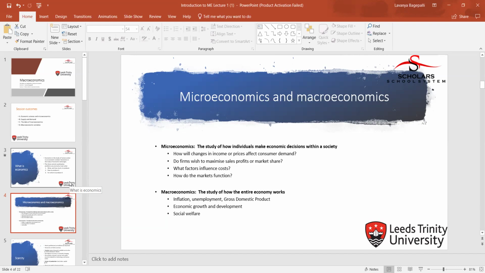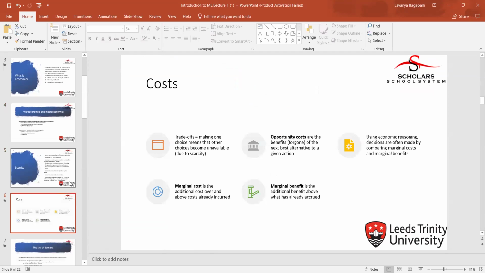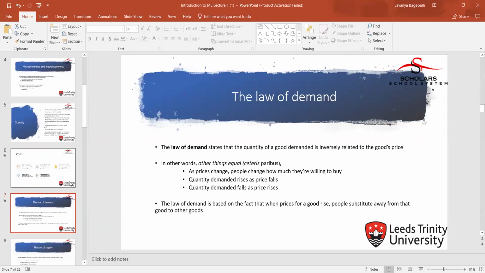So the next important topic in today's class is, as I told you, I'm going to teach you about the law of demand and law of supply, which is very, very important in terms of economics. So what do you understand from the term demand?